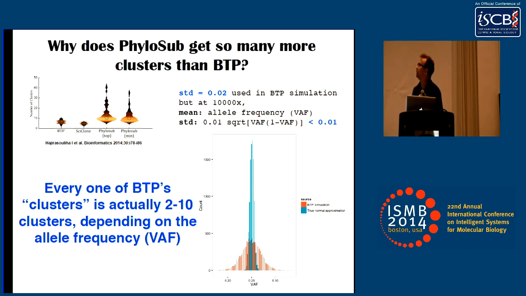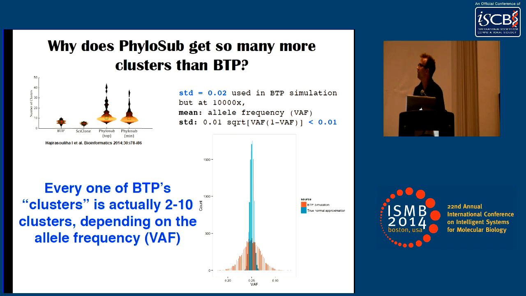They used a standard deviation of 0.2 for the sequencing noise you would expect within a cluster of mutations. That's the red. But the right standard deviation to use under the binomial model, which is one of the most appropriate models for sequencing noise, depends both on the read depth, that's the 0.01 here, and on the variant allele frequency. And regardless of the variant allele frequency, it's always less than 0.01.